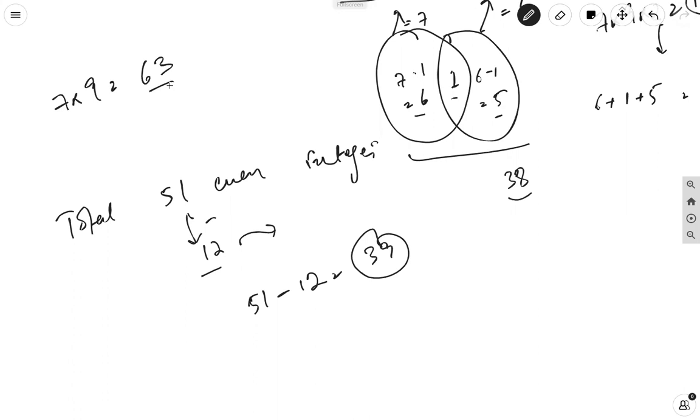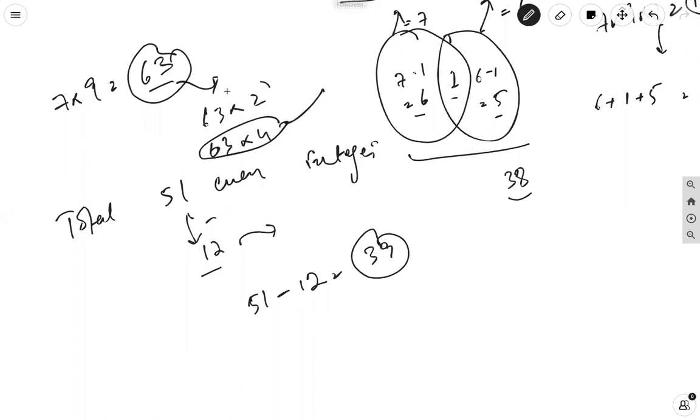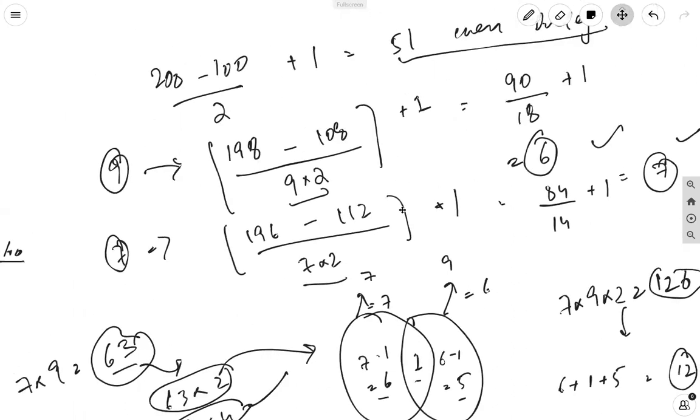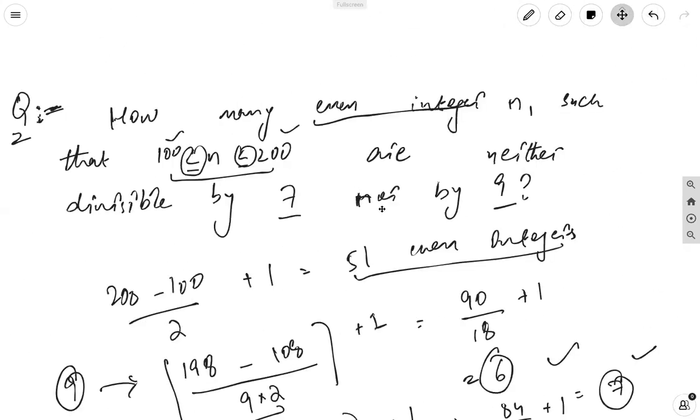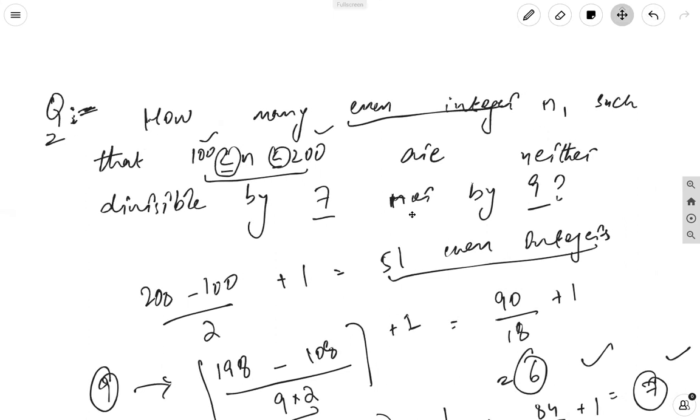Now we have to consider only even multiples of this, right? So we can consider only 63 into 2. 63 into 4 will be above this range. So there is only one value in this range, right? Okay. So no confusion in this question.